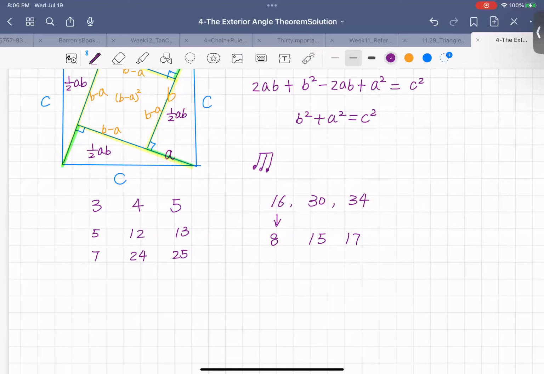Okay? And then 8, 15, 17. The last one is 9, 40, 41.